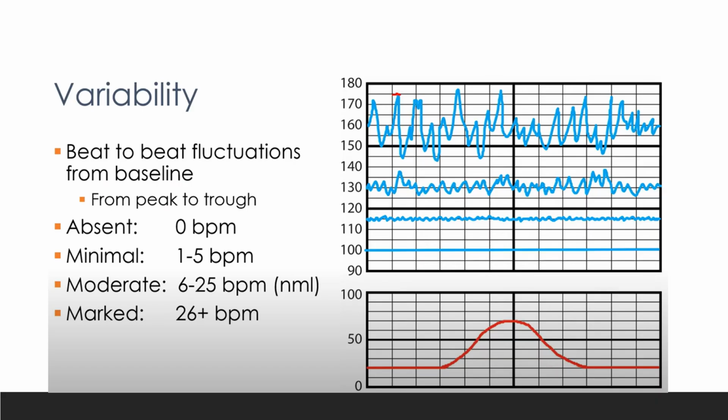And here are some more examples of the different types of variability. There's marked variability, moderate variability, minimal variability, and absent variability. So again, please make sure you know and recognize what is good, what is bad, understanding the definition as well as the criteria for each of these different types of variability.